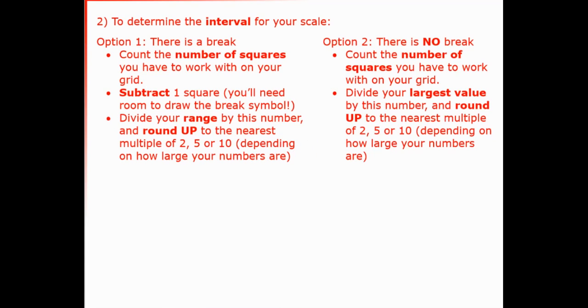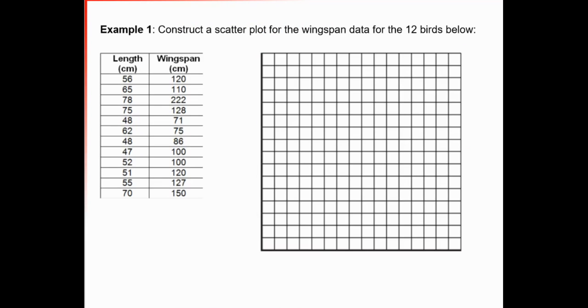Now, if you don't use a break, if you're going from 0 and up, then count the number of squares you have to work with, divide the largest value by this number, and round up to the nearest multiple: 2, 5, or 10, depending on how large the numbers go up. In other words, how are we going to determine a range here?